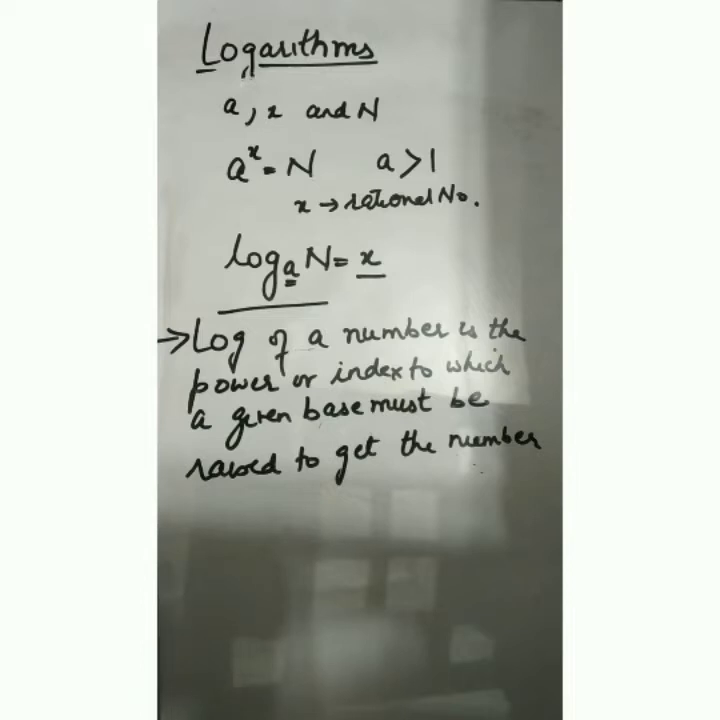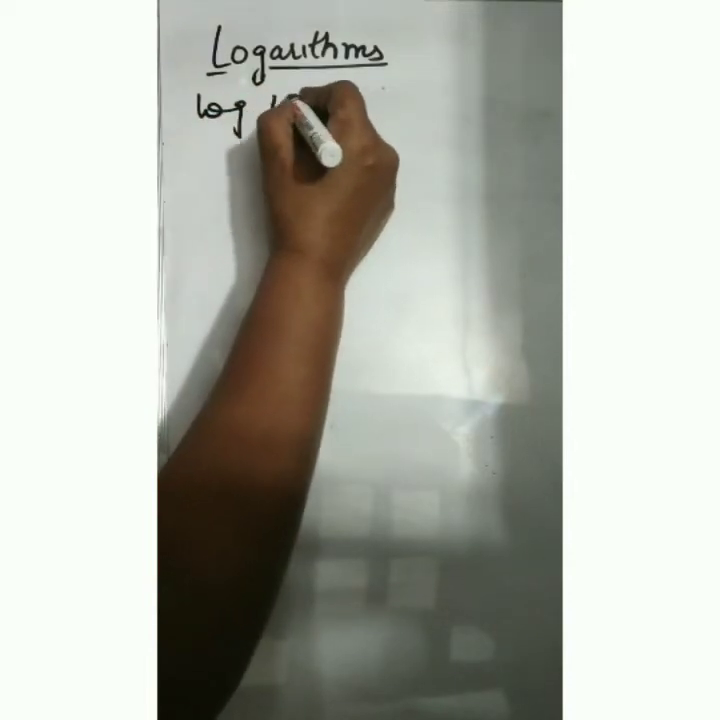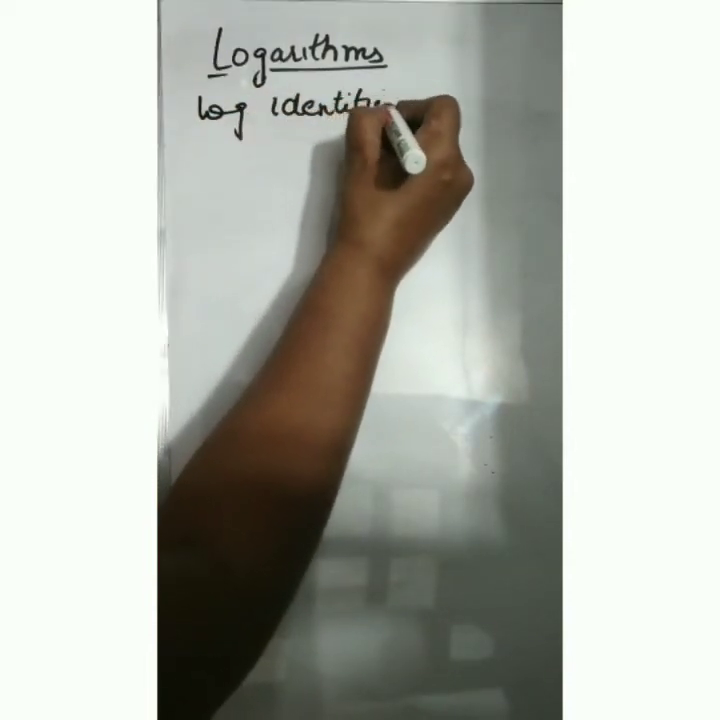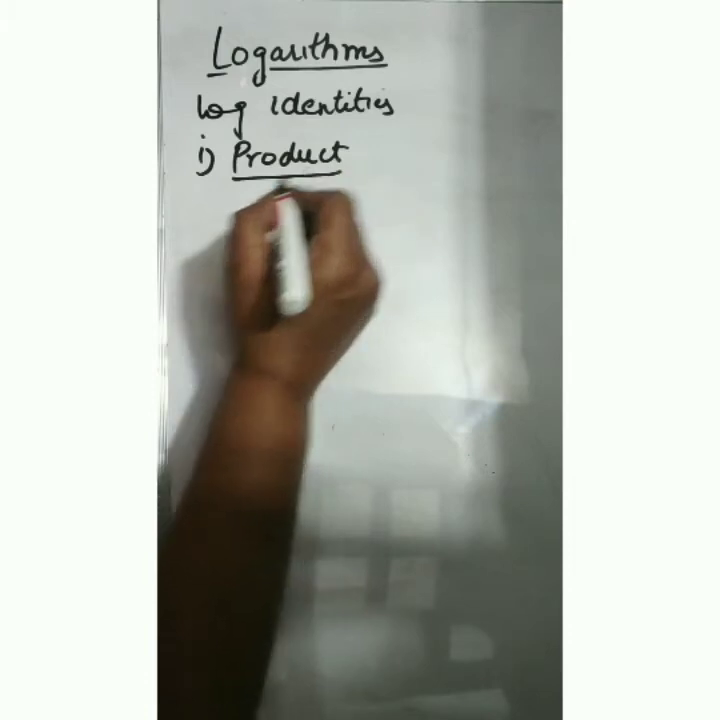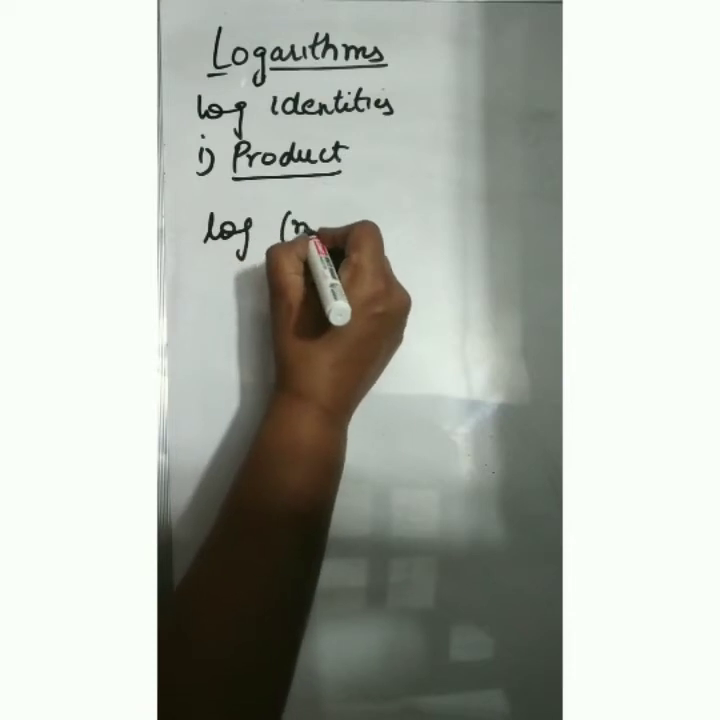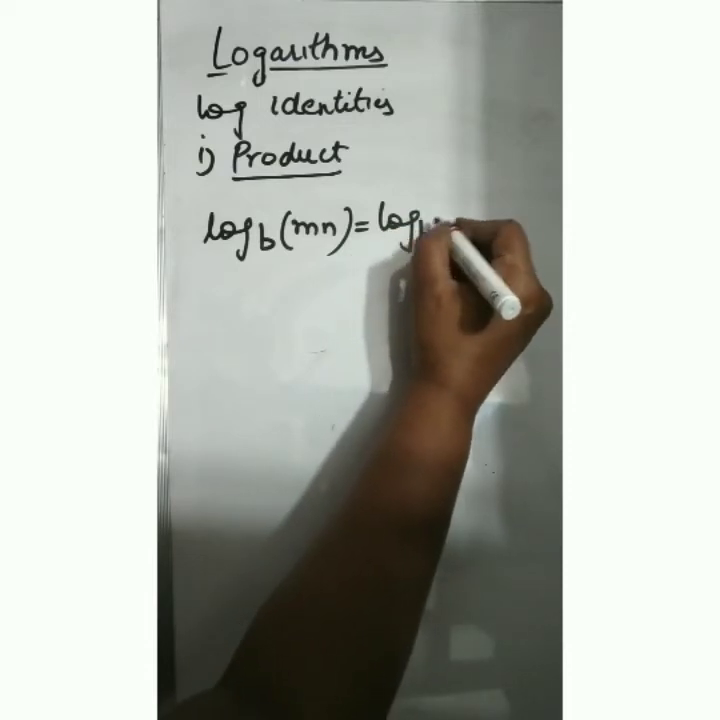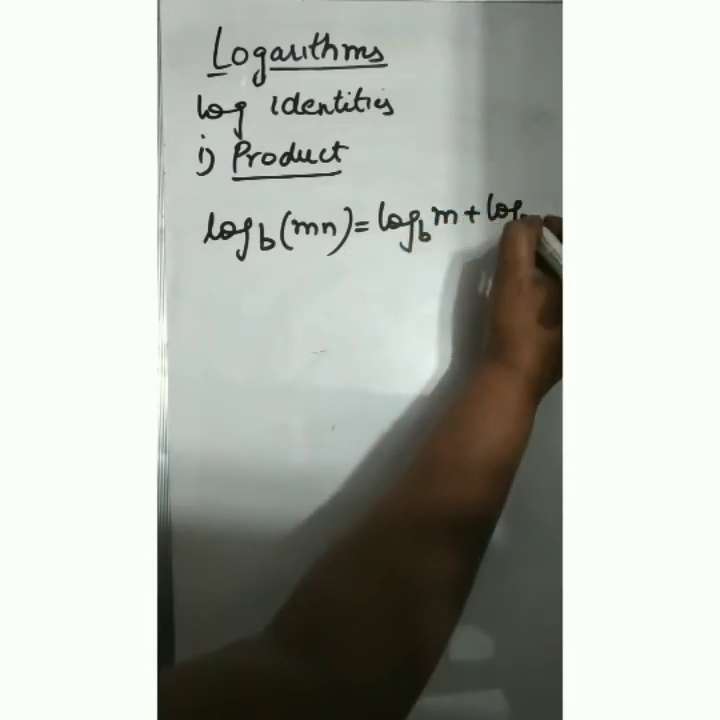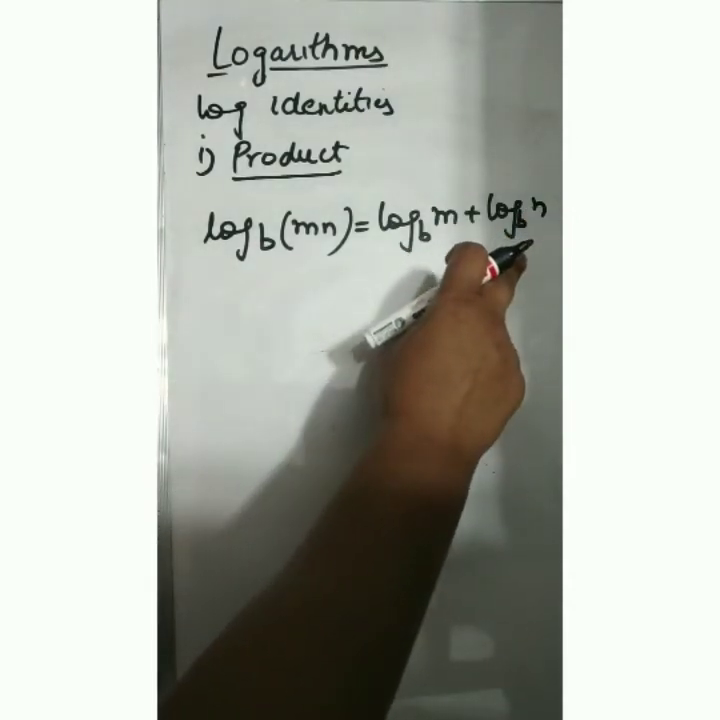Now we are taking up the logarithm identities. Basically, we have 4 different logarithm identities, and we are going to discuss them. First is the product identity. Here, the log of the product of 2 numbers, to the base b, is actually the sum of the logs of the 2 numbers independently. So we can write log of mn is equal to log m plus log n.